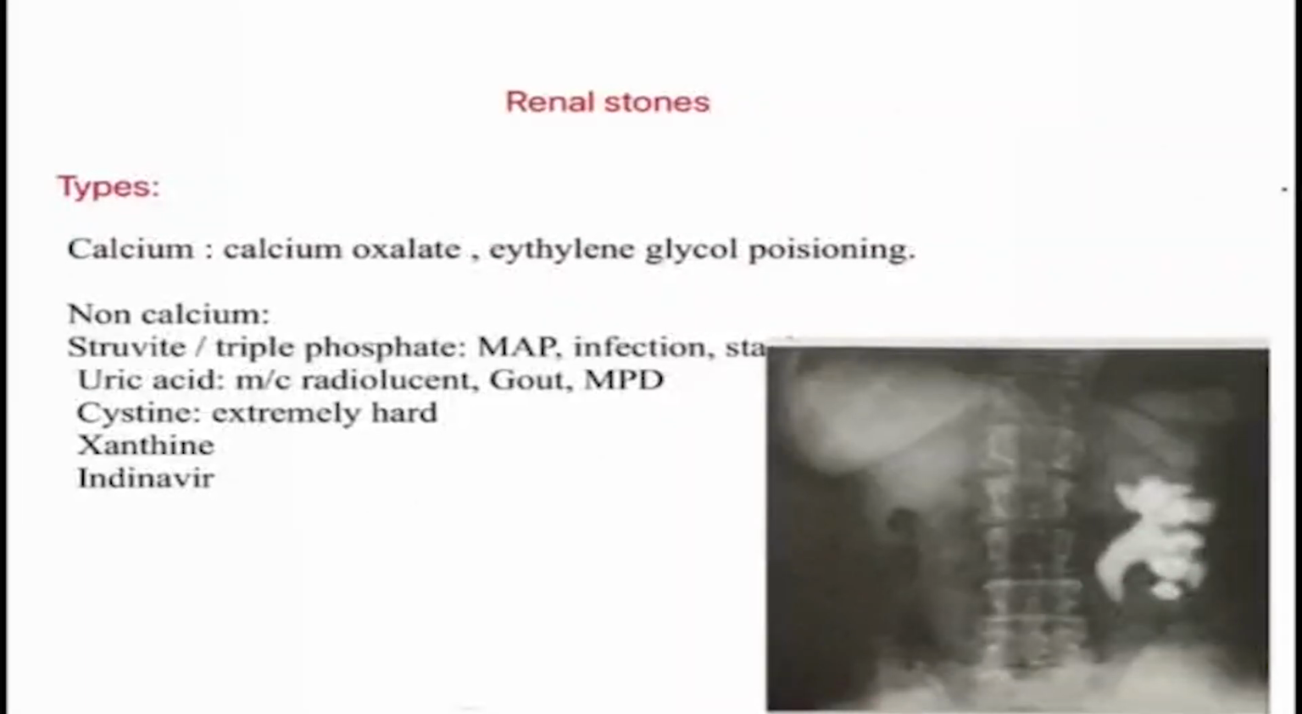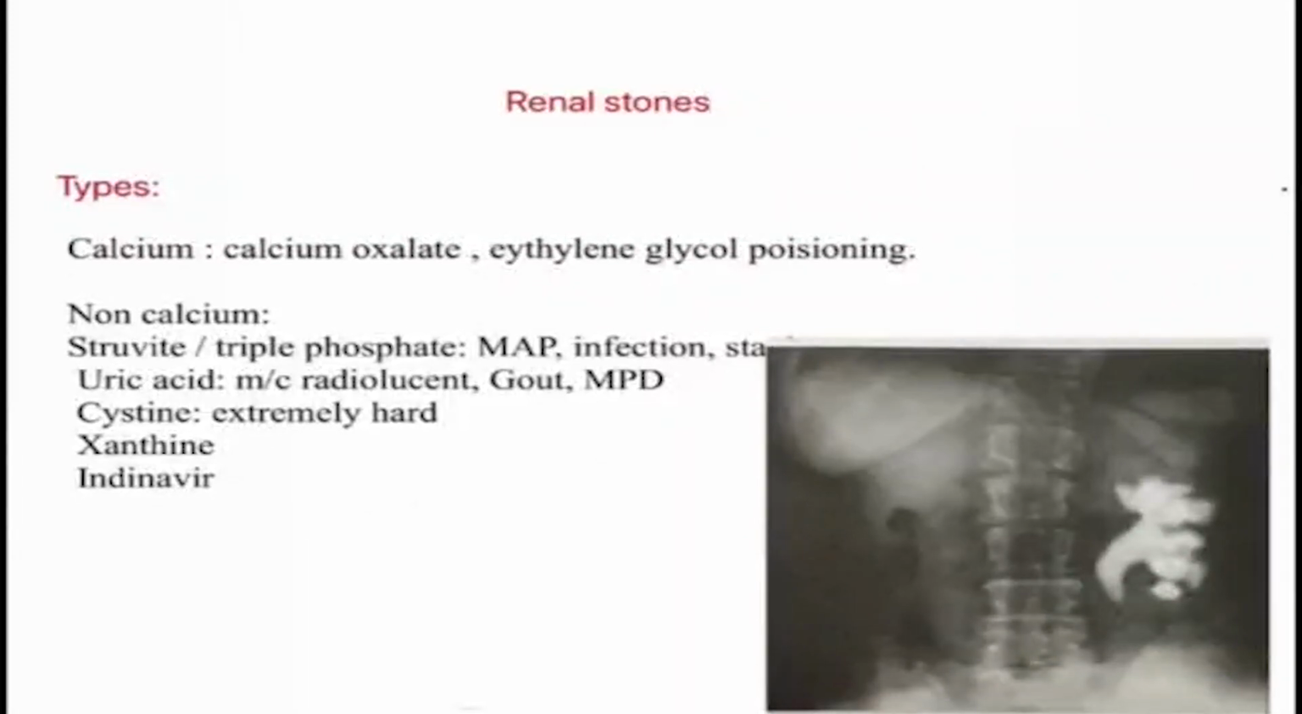Now coming to the clinical features of renal stones. So most of the renal stones present with pain, which is colicky. Colicky means it increases and decreases in frequency and lasts for a few minutes. These are acute in onset and radiate to the groin. Radiation of this renal stone pain depends upon the level of renal stone impaction.